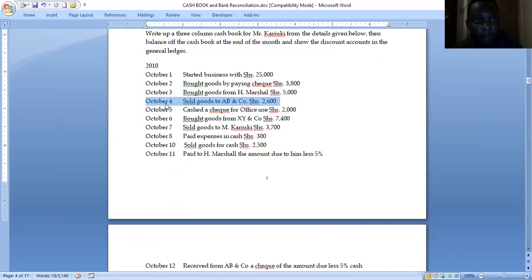Then October 5th, cash a check for office use, 2,000 shillings. So this is another contra entry. The two accounts here are cash and bank. So in this case, it means that he withdrew money from the bank and brought it to the business and put it in the cash box. So bank account is going down, cash account is going up. So therefore, credit bank account, debit cash account. Both are entering in the cash book. So we credit bank, debit cash by 2,000 shillings on October 5th.